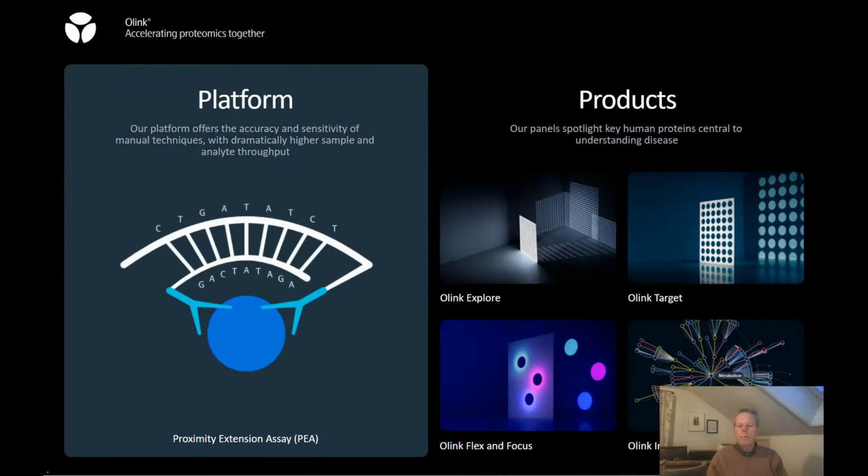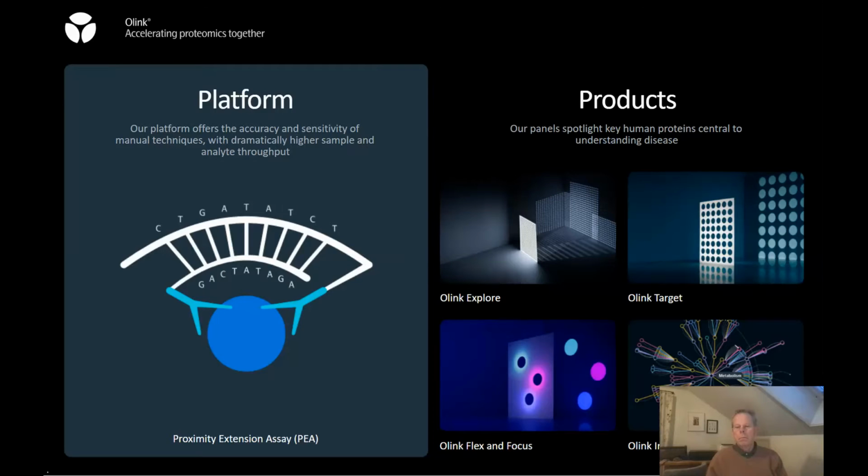As you can see on the right, we have Olink Explore with 3,000 protein targets, and Olink Target, which are panels of 96 or 48 protein targets. We have some 15 panels pre-configured in that way. Olink Flex, which is our newest mix and match product, where you're able to choose 21 targets out of a preset menu of about 200. And Focus, which is a fully customized product, again with 21 markers.